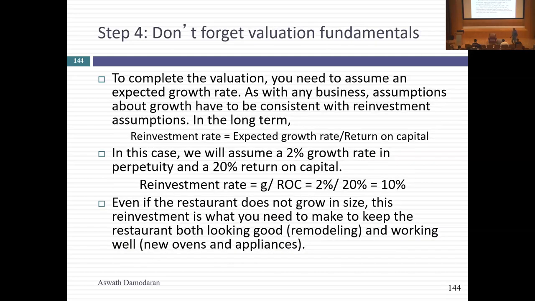Step four, just because you're doing a private company doesn't mean you can forget all those rules we had when you valued public companies. Like what? To grow, you have to reinvest. How much do you have to reinvest? Depends on your return on capital. In this case, I've estimated a return on capital of 20% for this privately owned restaurant. And I'm going to give them a very low growth rate. Why? Because they're already at capacity. They can't grow more than a certain number because every seat is taken. So I put in a 2% growth rate. 2% divided by 20% gives me a reinvestment rate of 10%. So I've got my discount rate, I've got my income, I've got my reinvestment rate.